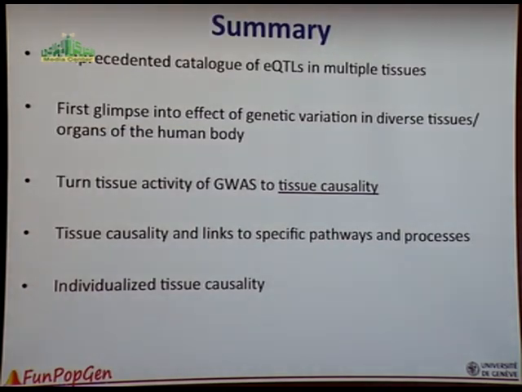So to summarize, I think we have an unprecedented catalog of regulatory functional variants in the human genome. We get a first glimpse of these effects in diverse human tissues. We can turn this tissue activity into a tissue causality profile, and this tissue causality profile can implicate pathways and processes, but also can become individualized at the level now of the tissue, not at the level of individual signals.